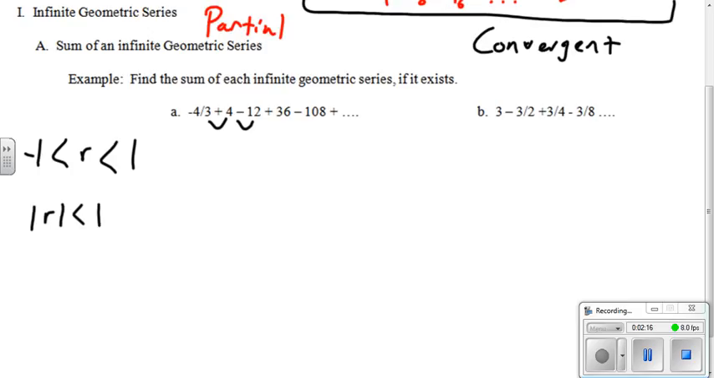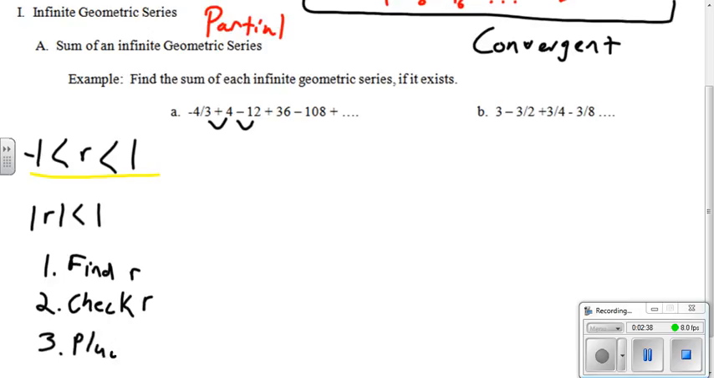So the first thing to do is always to find your R value. Then the second thing is to check your R value to make sure that it's in between these values, like we said. I should write check R. The third thing to do is just plug it into our formula. And what is the formula? Well, we'd say the sum of an infinite series, or a convergent series, so one that we know does have an infinite sum, is our first value, a sub 1, over 1 minus R. So it's actually fairly simple.